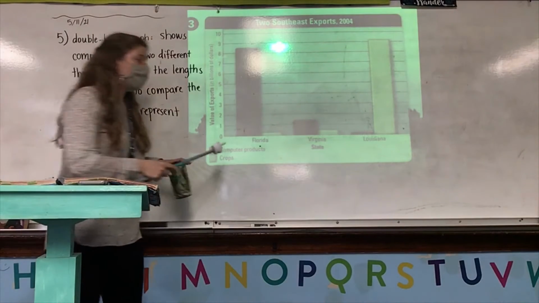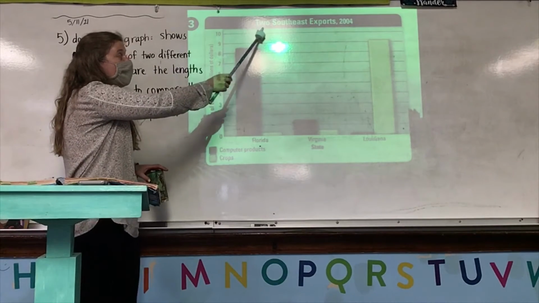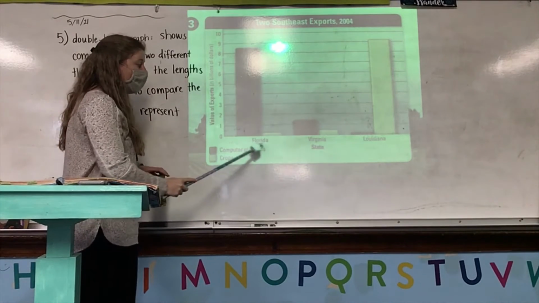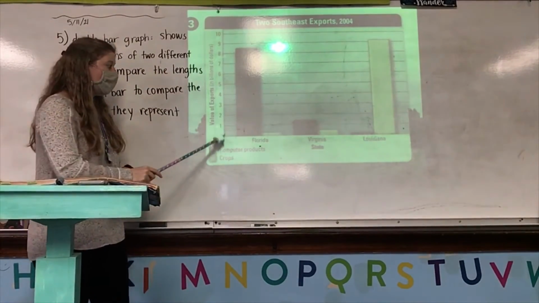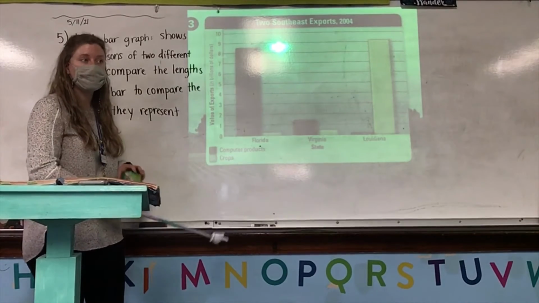Thank you, Aaron. So now we know what all the labels mean. We know this double bar graph shows us two southeastern exports in 2004. We know the words at the bottom are the states, the southeastern states. We know on the side it tells us how much each state made in billions of dollars.